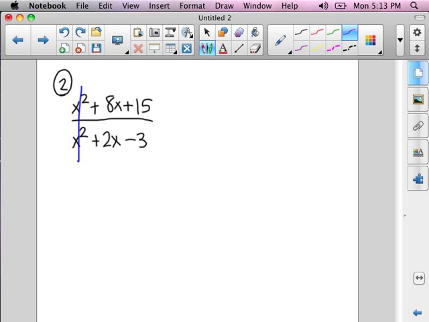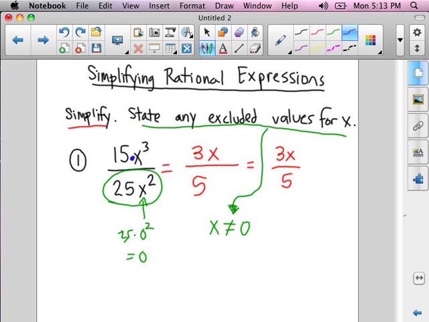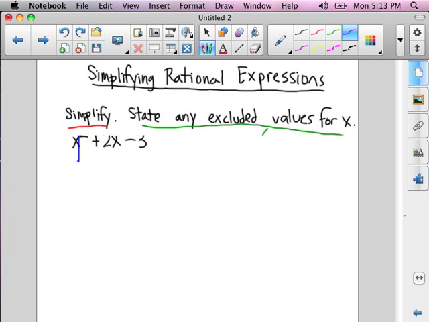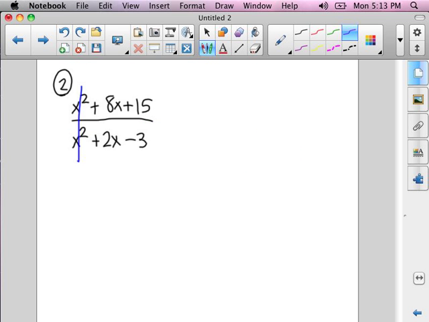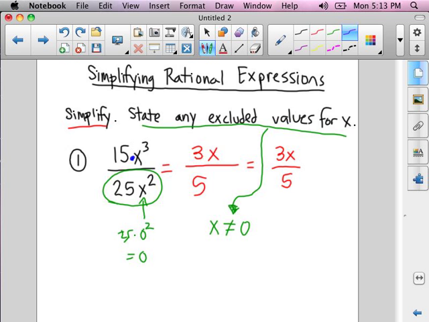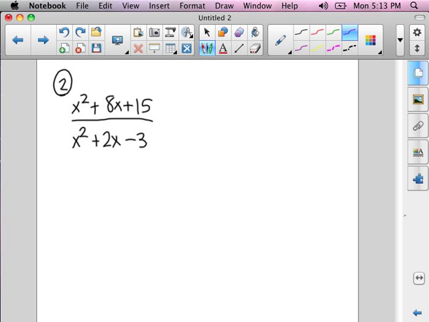On our last problem, there was a times sign in between right here. So when we cancel things, that's fine. You can cancel when it's multiplication. You cannot cancel in a situation like this. So what we actually have to do on this problem is do our magic numbers. We're going to factor these things and hope that when we do, something ends up working.